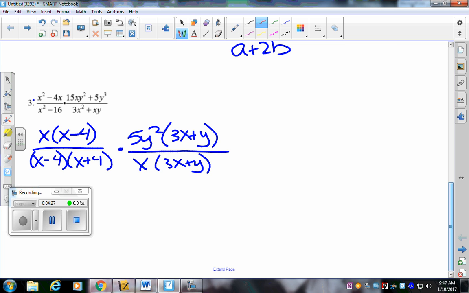All right, so what can I cross off here? 3x plus y, x minus 4's, this x with this x, and it looks like that's it. So I write what's left over in my numerator over what's left over in my denominator, and always leave it in factored form.